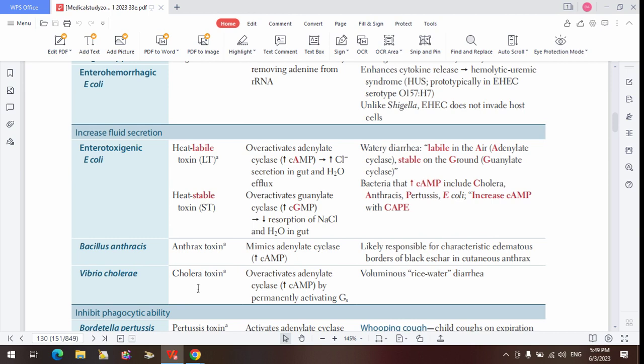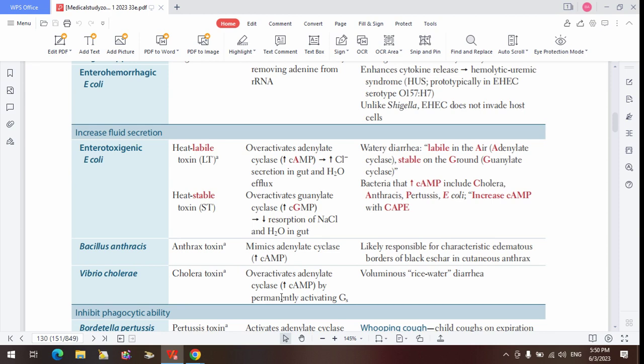Vibrio also increases adenylate cyclase, but how does it do it? It permanently stimulates the Gs component. The G protein coupled receptor contains many components. It contains Gs, Gi, and Gq. Gs and Gi control cAMP. Gs is the stimulatory component, Gi is the inhibitory component. So if you stimulate the Gs, you have more cAMP formed, which brings about secretion of more chloride and more water, causing the rice water diarrhea that people with cholera exhibit.